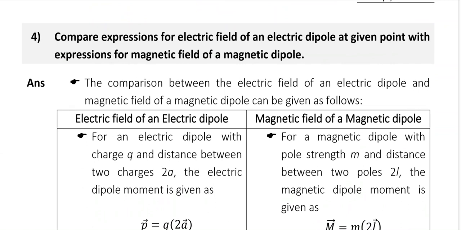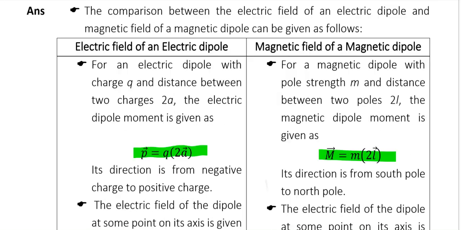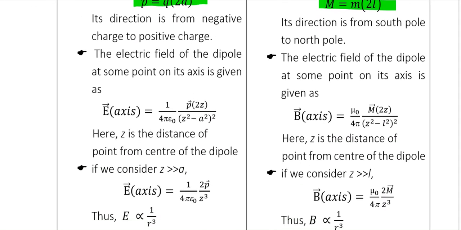Lastly, next is the electric field and magnetic field of the dipoles. So again, we are starting with the electric dipole moment and magnetic dipole moment, which we saw just now. This is the electric field on the axis, at some point on its axis. Compare the two.